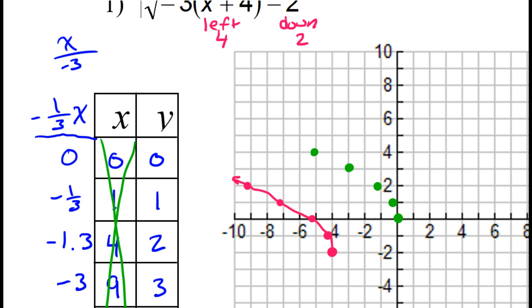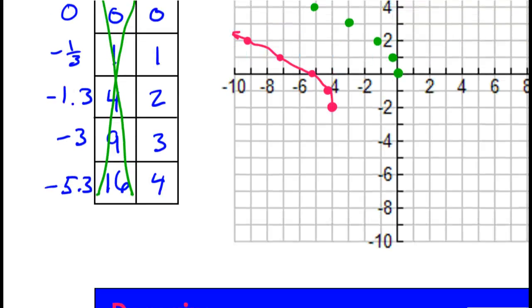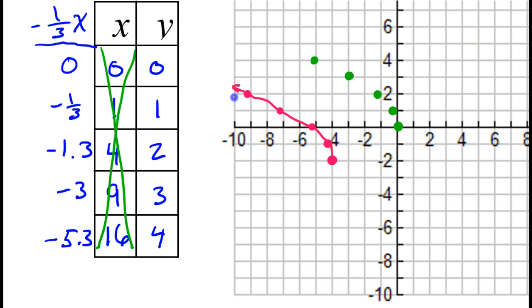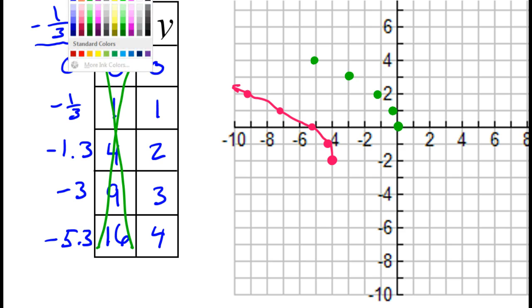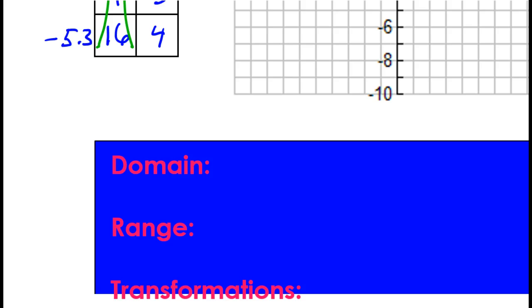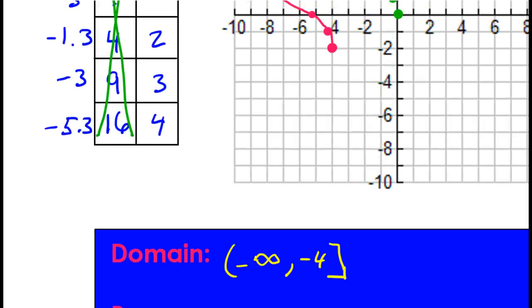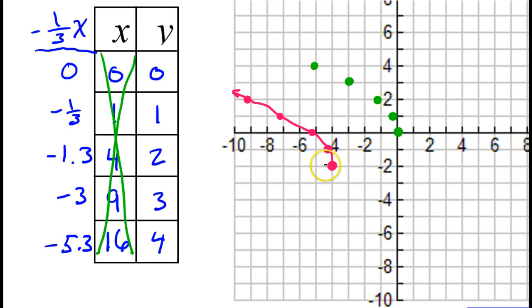All right, any questions on number 1 so far? All right, so let's talk about the domain and range. What's the domain of this graph, you guys? Negative infinity to negative 4. Correct, so we're scanning it from left to right, so that's negative infinity to negative 4. What is the range going to be? Negative 2 to infinity. Correct, we're scanning from bottom to top, so that's negative 2 to infinity in that order.